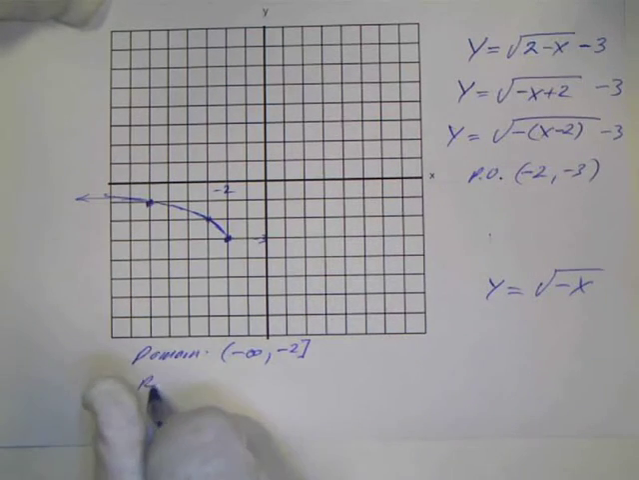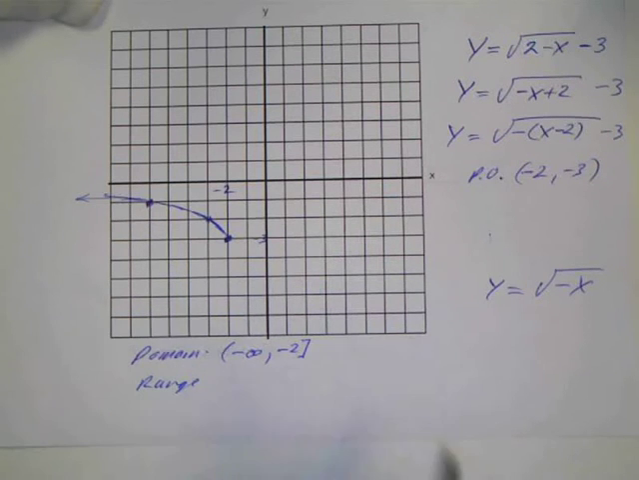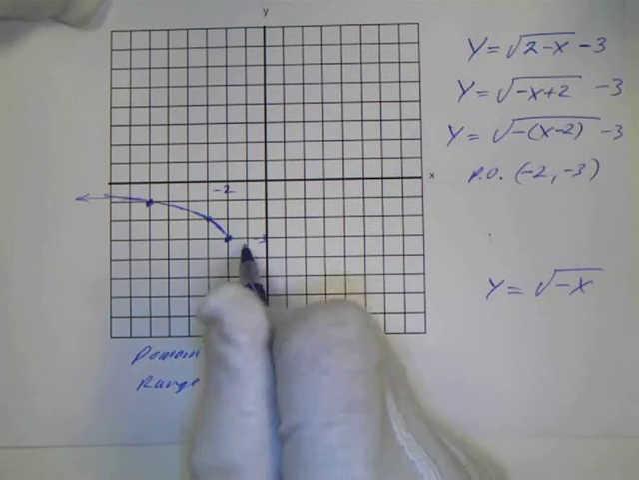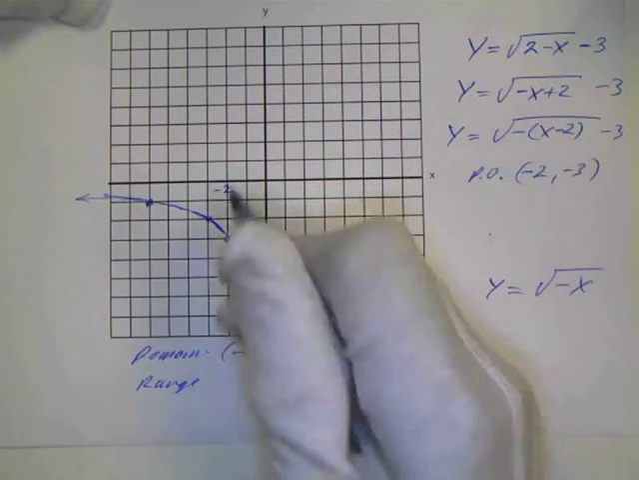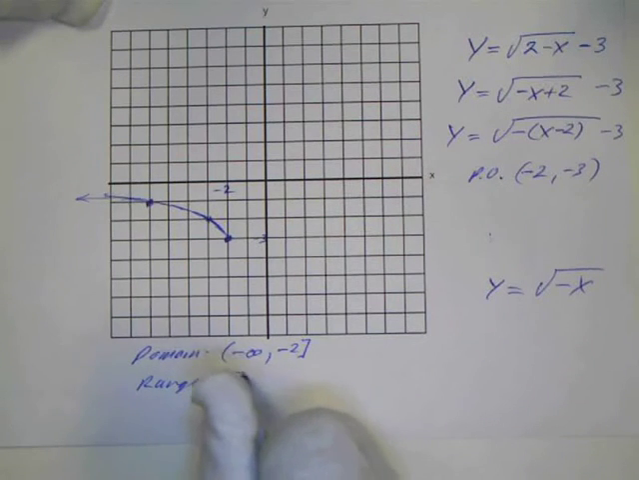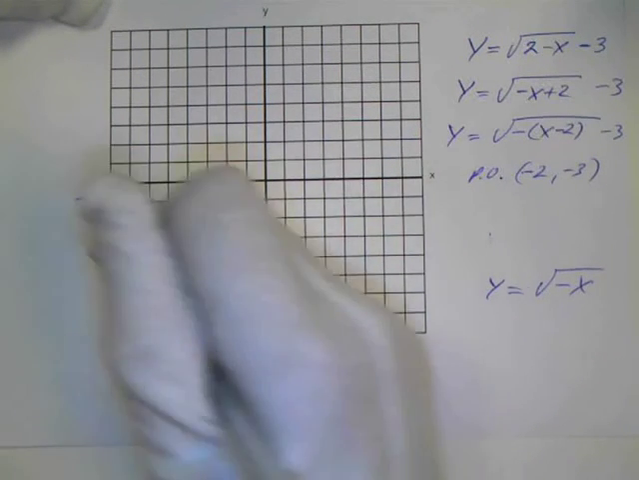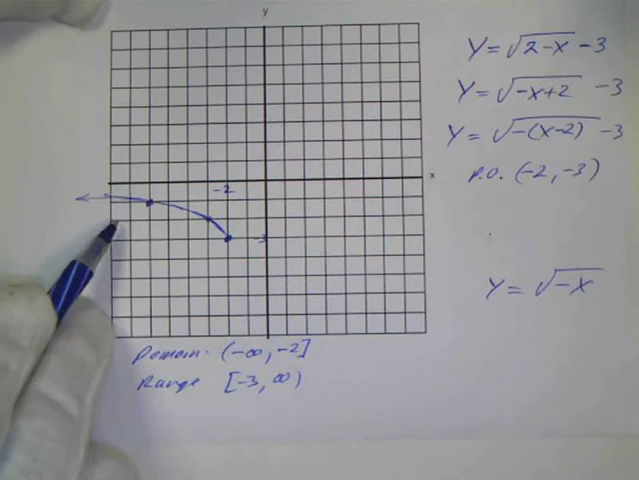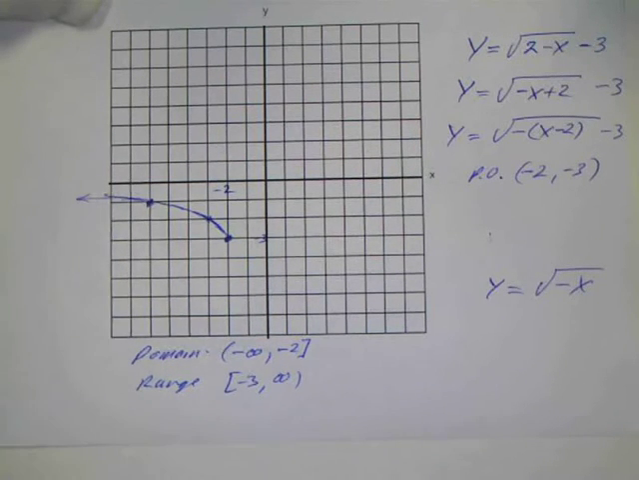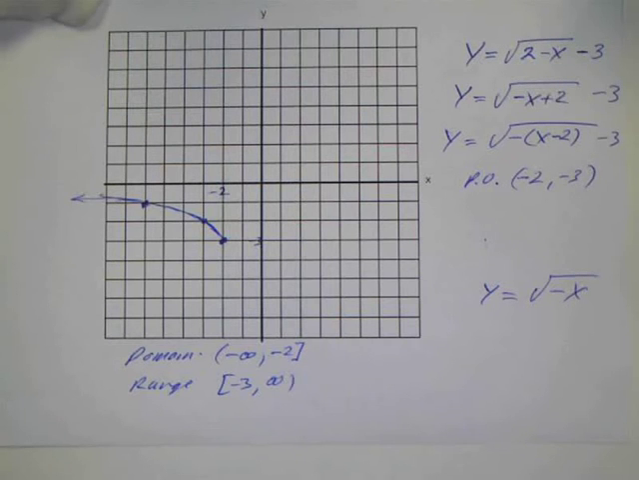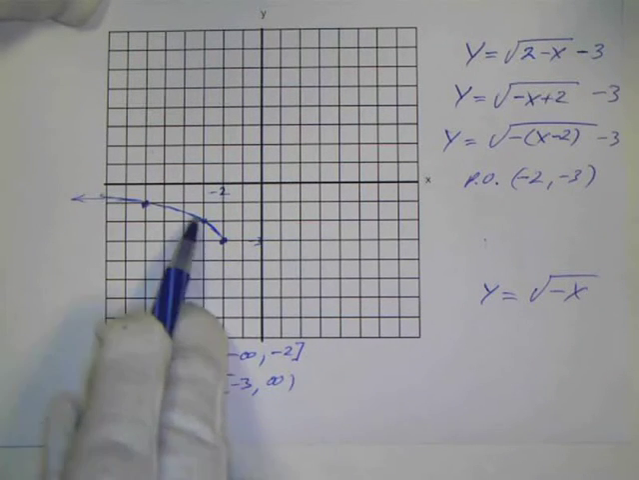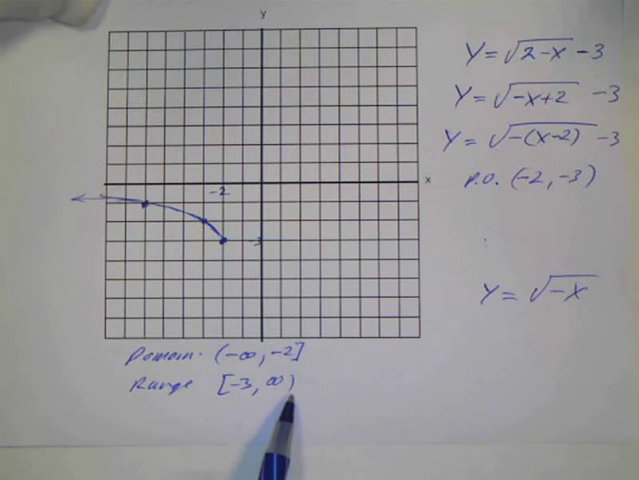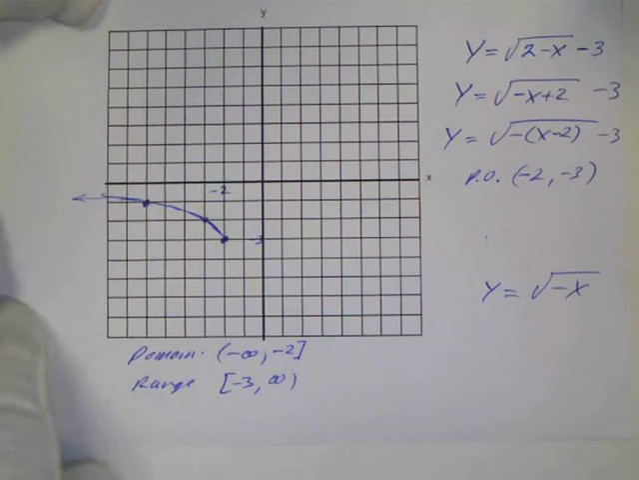And the range, these are the y values, going from negative 3, and it's going up. So it's going to start at negative 3, and it's going to go up, and it keeps going up actually to infinity. It just takes a long time to get there. But this will keep rising, so it's actually going to eventually get up to infinity. So there's your range, negative 3 up to infinity, and here's your domain, negative infinity to negative 2.